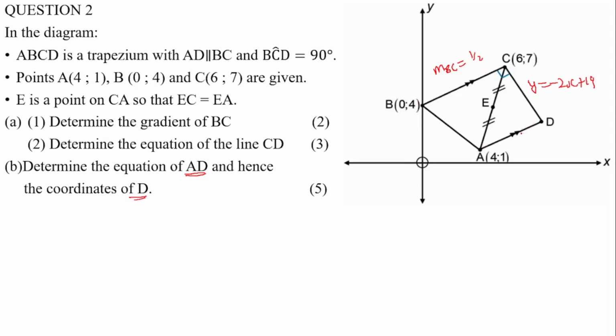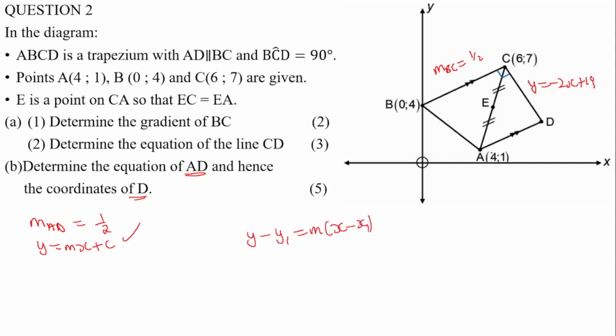Parallel lines have the same gradient. So the gradient of AD is equal to 1 over 2. Then again, we can use our formula y is equal to mx plus c, or we can use y minus y1 is equal to m(x minus x1). You can use any of those.